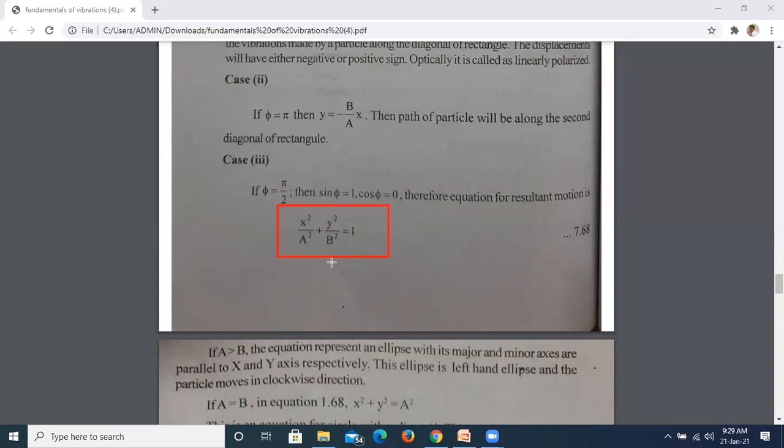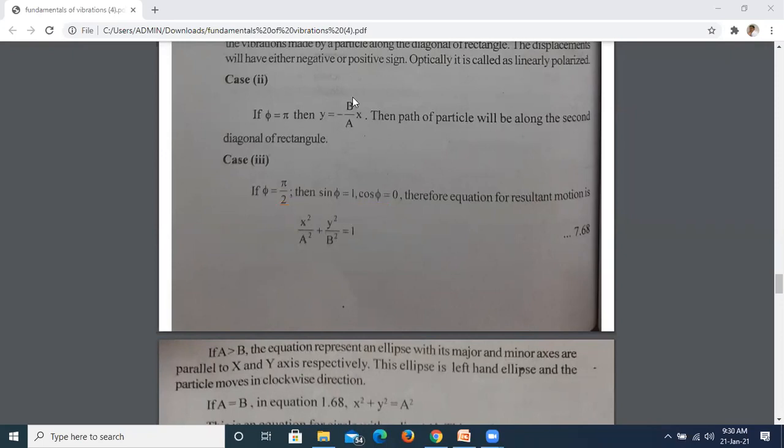Circle. But the resultant motion of the particle would be circular motion. Okay, the resultant motion of the particle is a circle or circular path. That is called circularly polarized. This is called elliptically polarized. When you get the ellipse equation, that is nothing but elliptically polarized. If you get the circle equation, x square plus y square equal a square, that is called as circularly polarized.